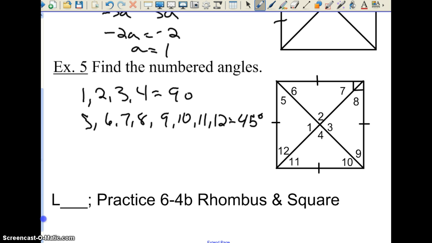Okay, what you need to do right now is get from the substitute the rhombus and square worksheet. And you want to work that in class, and when you are done, you are to turn that into the sub.